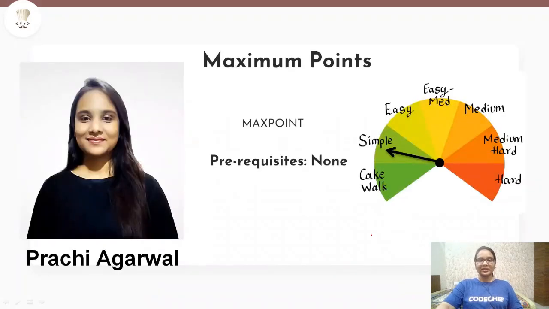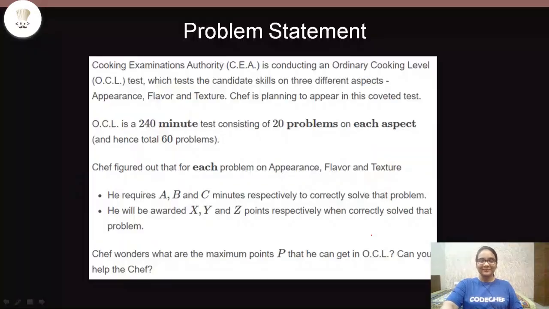Today we'll be solving the problem Maximum Points, which is a simple problem and belongs to Starters 12. The problem statement says that an examination is being conducted, and for that examination a total of 240 minutes are there to take the test, and in these 240 minutes we have to try to solve a total of 60 problems.